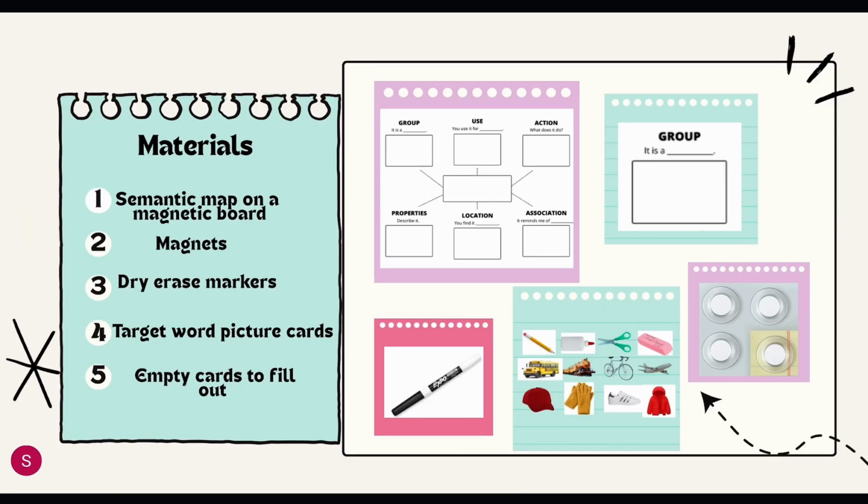For this therapy session demonstration, I chose materials to make the activity hands-on and interactive: a semantic map, cutouts of each feature to fill in, magnets, a dry erase marker, and picture cards of the target words. I used a magnetic board so that the map could stay in front of the client throughout the session, allowing them to manipulate the pieces and engage directly with the activity. This setup encouraged active participation and made the task more meaningful.